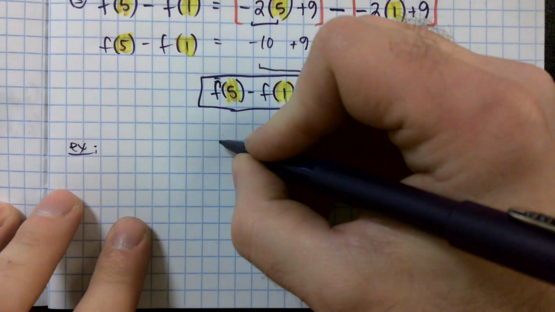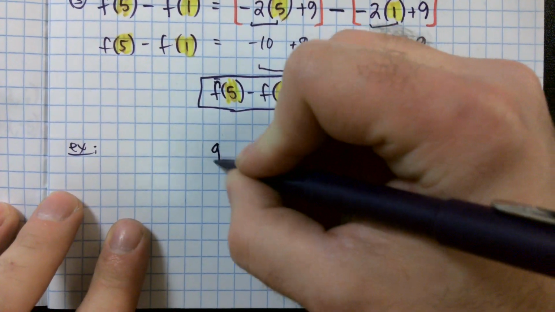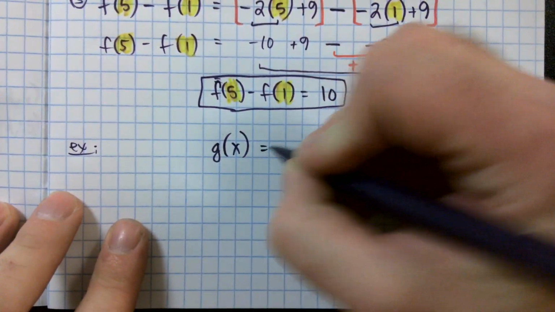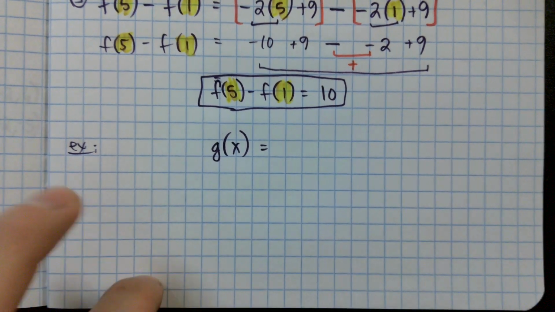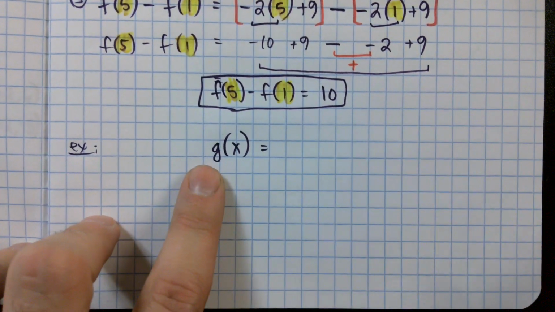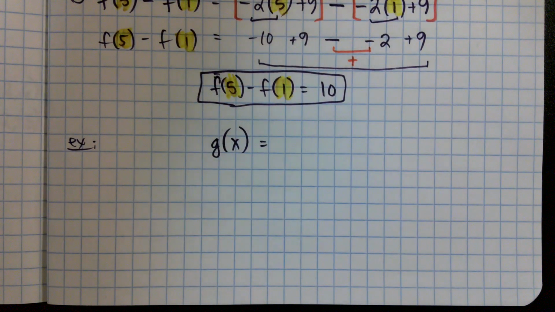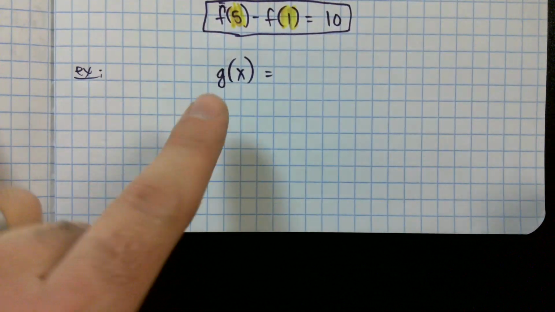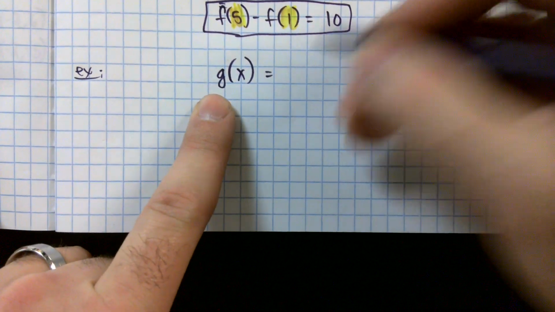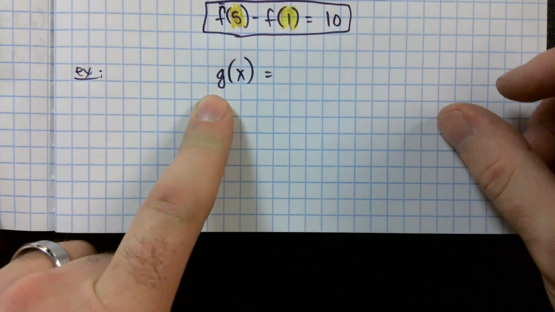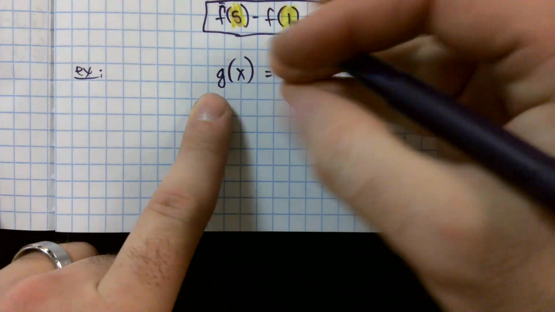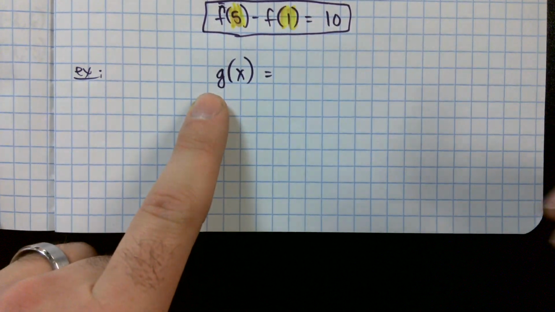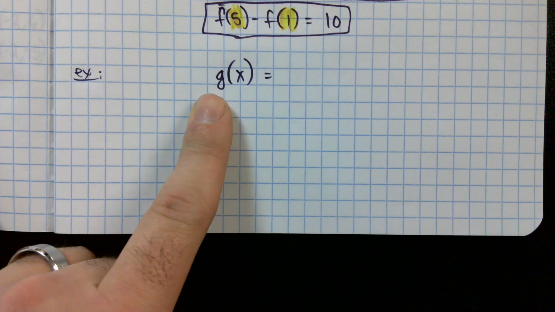Let's say I've got g of x is equal to... The letter for the function doesn't matter. Let's say I've got g of x is equal to 14. See, it doesn't matter what numbers we do. Someone give me a number between 1 and 10. Judah, what'd you say? Okay.